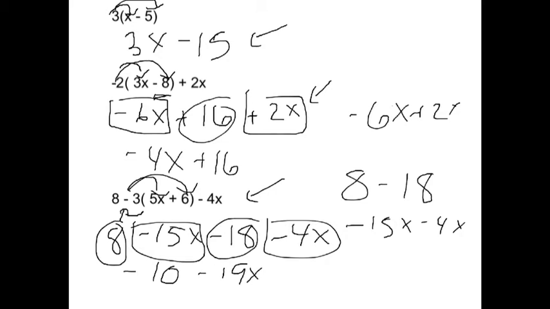You could write it as negative 10 minus 19x, or I would write it as negative 19x minus 10, so my x comes first. For our purposes right now, that is a fully simplified binomial expression. There is nothing else that I can do with that. I am done.